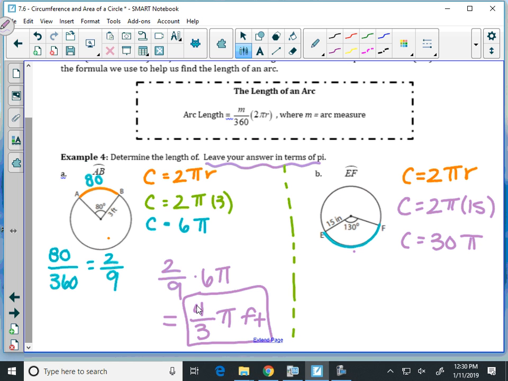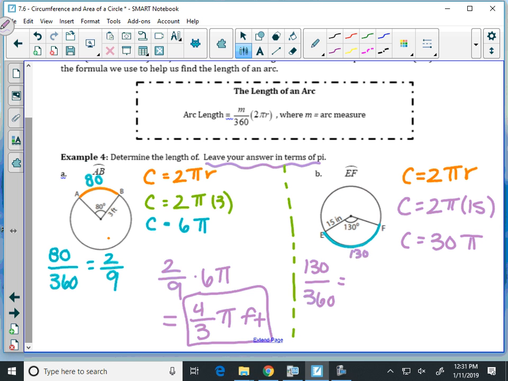But we only want to know from E to F. So you have to figure out, well, what fraction of the circle is EF? So how are we going to set up our fraction? How many degrees is an entire circle? 360. How many degrees is just our arc? 130. The central angle is 130, the arc is 130. Okay? So that arc is 130 out of 360. Okay? Well, what is 130 out of 360?